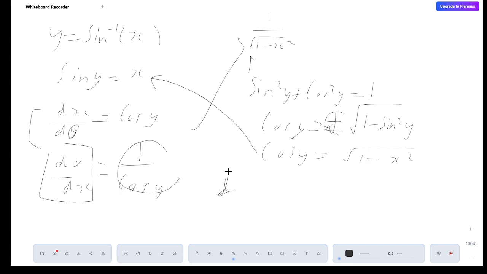dy/dx will just simply equal 1 over root 1 minus x squared, and now this is the derivative of sine inverse x.